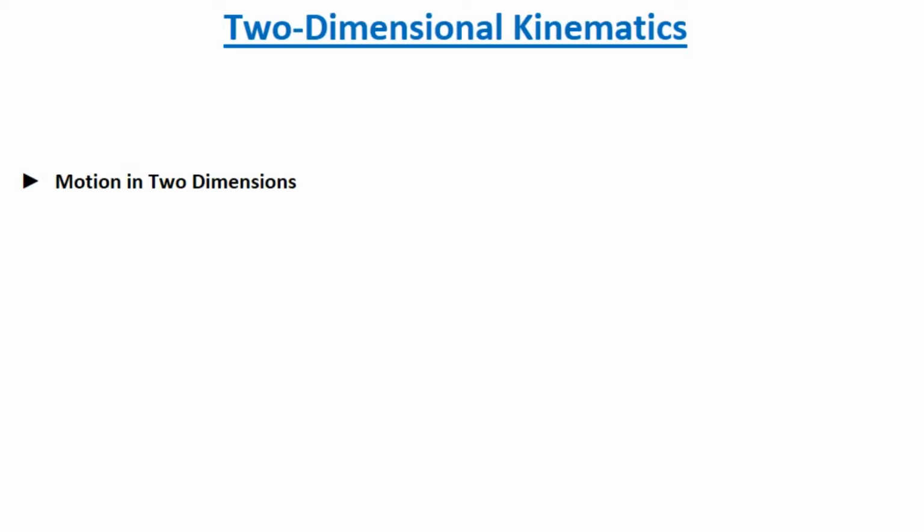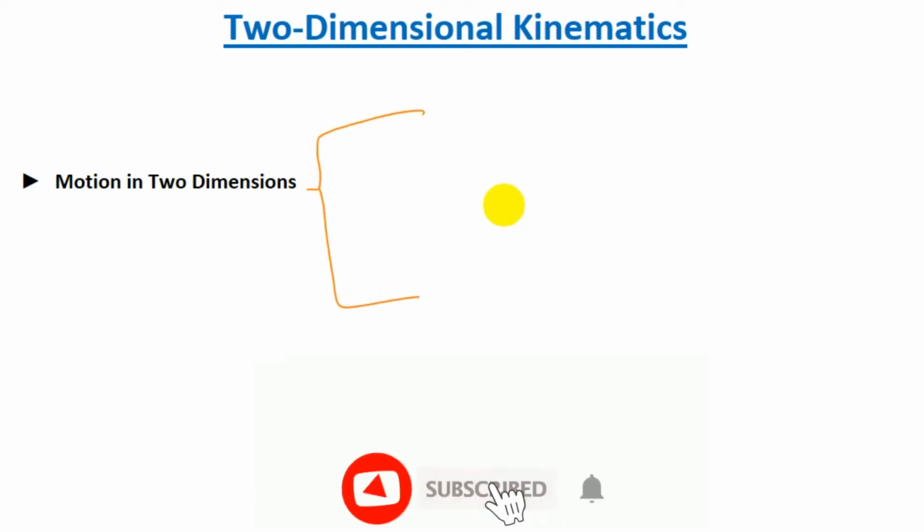Now from this video we'll start with the fourth chapter, two-dimensional kinematics. And the motive of this chapter is to understand that horizontal and vertical motions are independent. Okay, so let's start with the first topic of this chapter, the motion in two dimension. And under this topic we'll study the equations of motion to describe objects moving in two dimension.